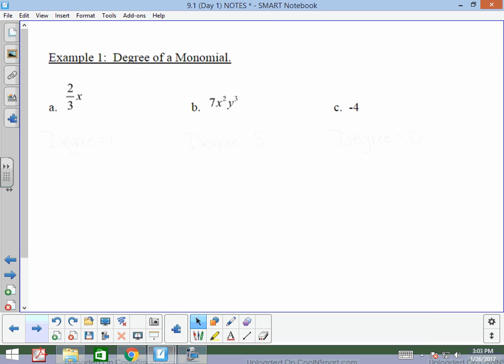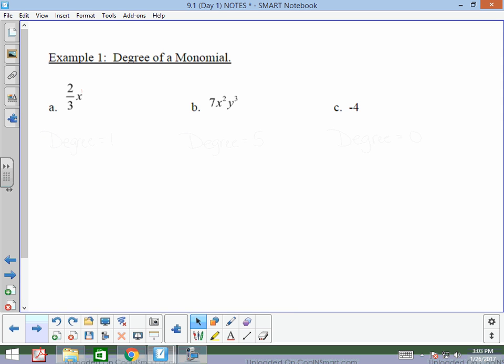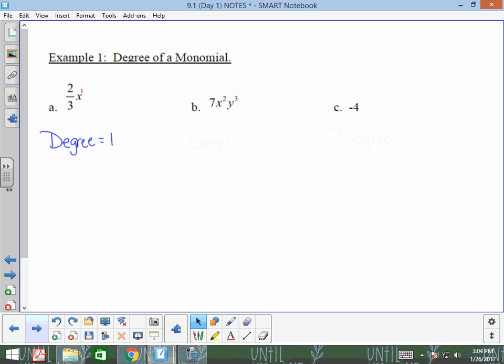So first of all, you're going to determine the variables. In this part a, 2/3 x, x is the variable, and x has a 1 for an exponent. So since there's no other variables, the degree of this term is 1. Okay. Now, in letter B here, 7x squared y to the third, the variables are x and y. X has an exponent of 2, y has an exponent of 3. We're going to add those together to find our degree.